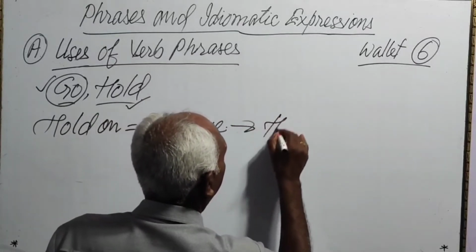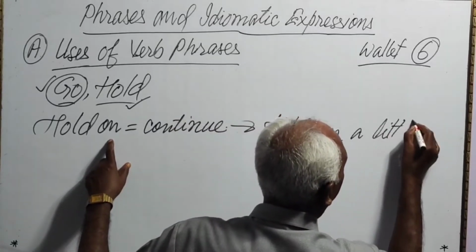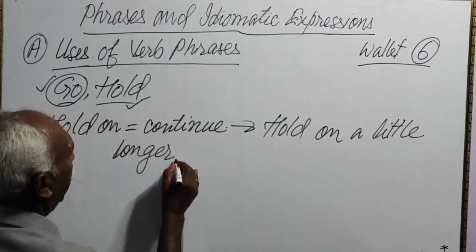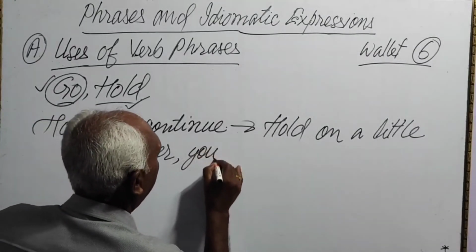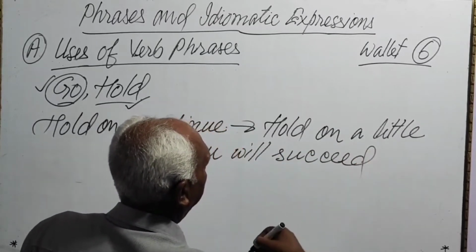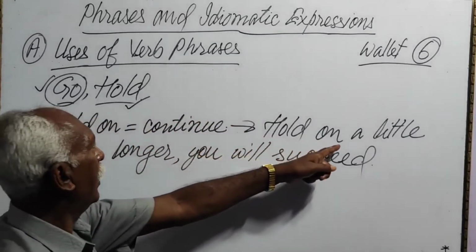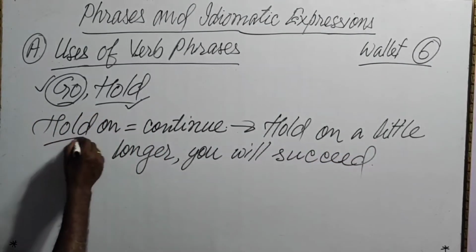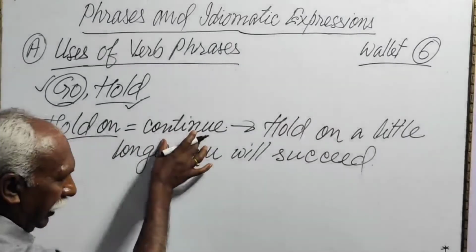Use: Hold on a little longer. Thode der tike raho. Hold on a little longer, thode der tike raho bhai, date raho bhai, and you will succeed. You will qualify your examination. You will succeed. Safal ho gaye. So hold on, continue, or hold on a little longer. You will succeed. Hold on, that means continue. Date rahna, tike rahna, jari rakhna.